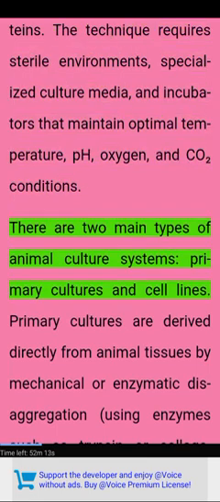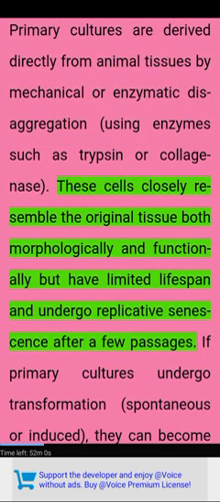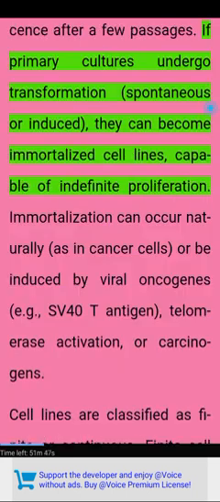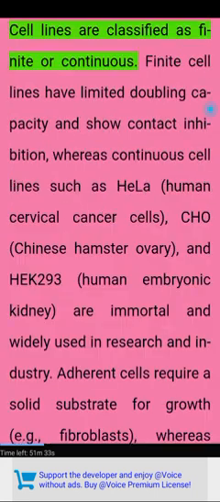There are two main types of animal culture systems: primary cultures and cell lines. Primary cultures are derived directly from animal tissues by mechanical or enzymatic disaggregation, using enzymes such as trypsin or collagenase. These cells closely resemble the original tissue both morphologically and functionally but have limited lifespan and undergo replicative senescence after a few passages. If primary cultures undergo transformation, spontaneous or induced, they can become immortalized cell lines, capable of indefinite proliferation. Immortalization can occur naturally, as in cancer cells, or be induced by viral oncogenes, e.g., SV40 T antigen, telomerase activation, or carcinogens.